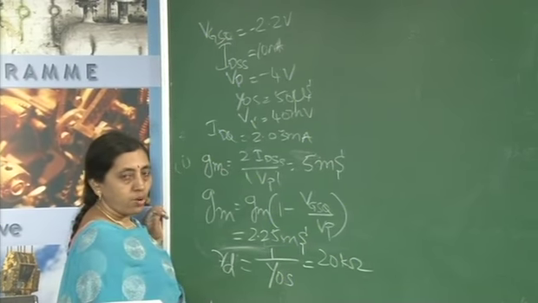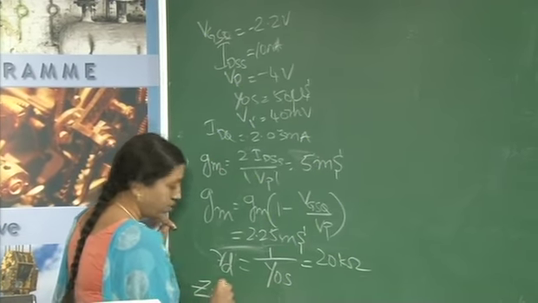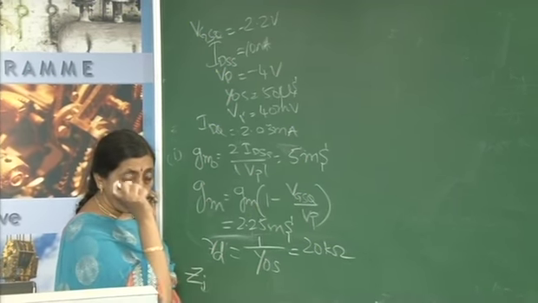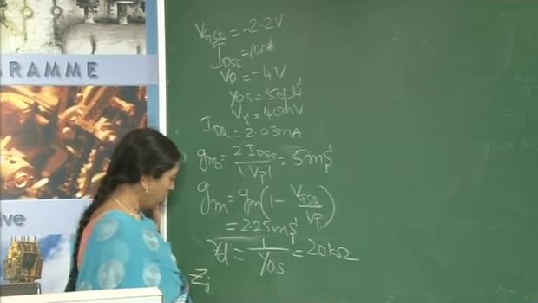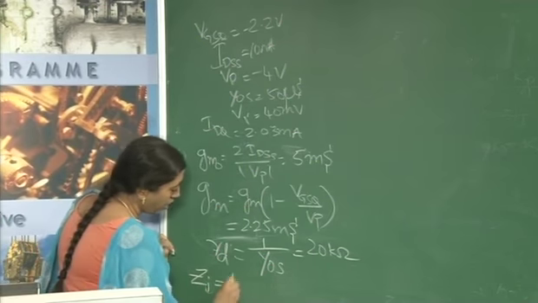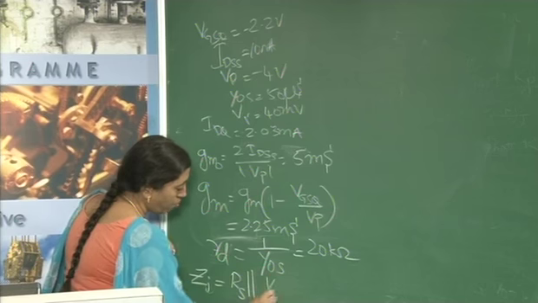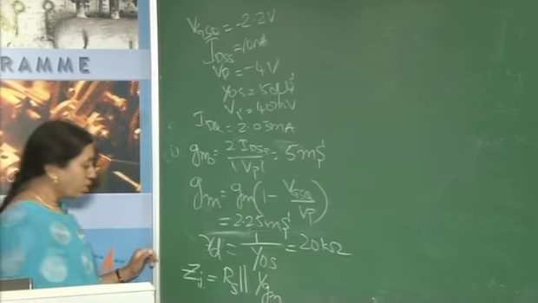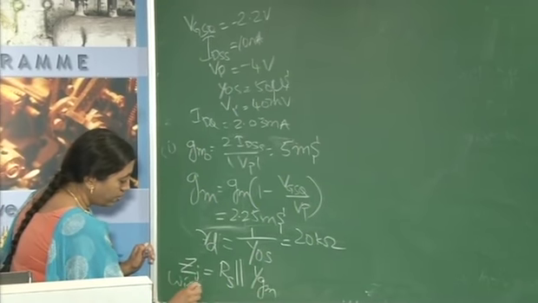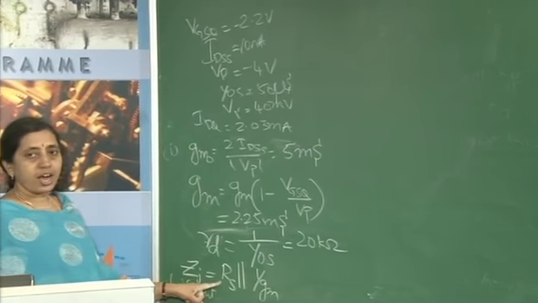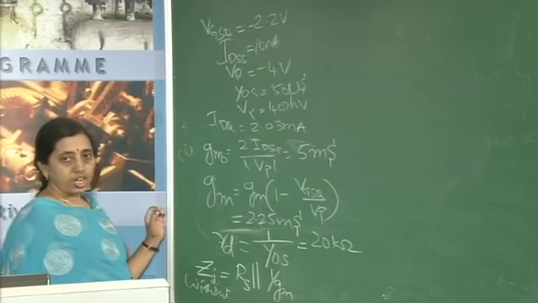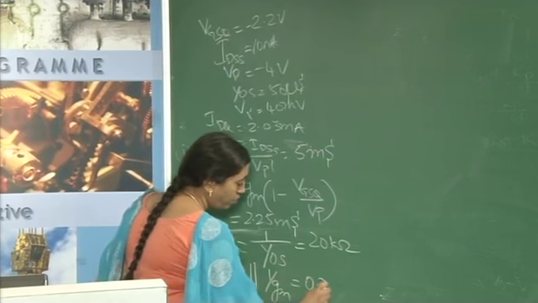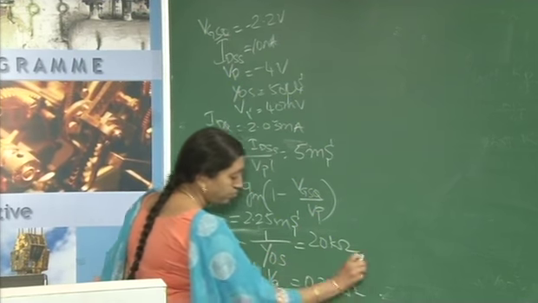Next, you need to find out Zi. It is given that you have to find out the value of Zi with and without rd. So, without rd, Zi is nothing but Rs parallel with 1 by gm, which we have found just now. By substituting these values, we find that it is around 0.35 kilo ohms.